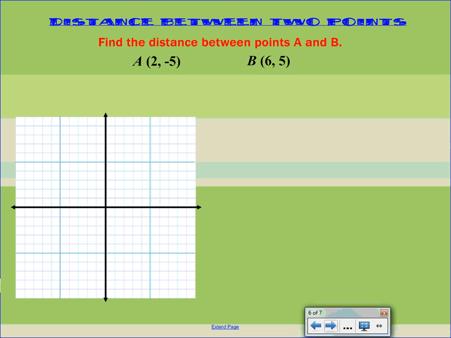I said pause it. Pause it. There you go. Okay, well, we'll assume you've unpaused now. You've done the problem on your own. If you haven't, shame on you.